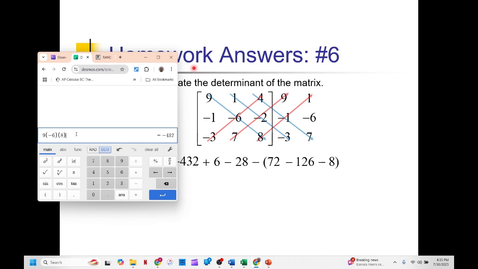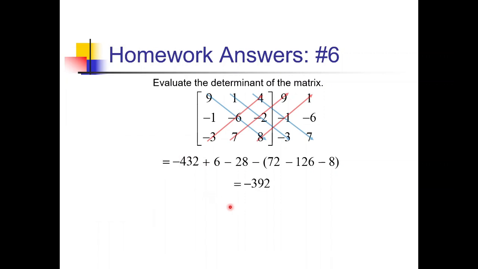So let's see here. We've got negative 432 plus 6 minus 28, and then a parentheses with a bunch of stuff. 72 minus 126 minus 8 all comes out to negative 392.